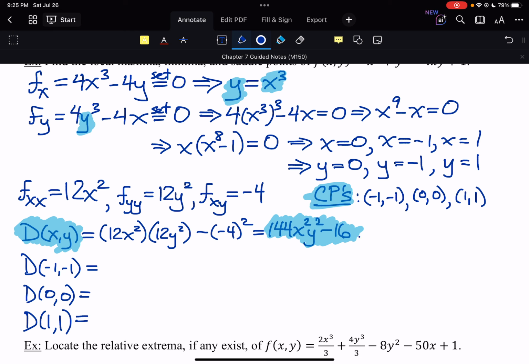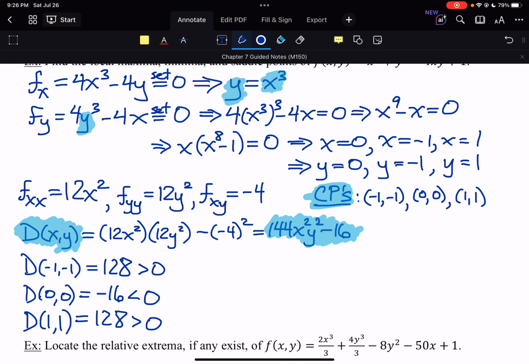So we get 144 minus 16, that's 128. 0, 0, we get negative 16. 1, 1, we get 128. Now, it doesn't even really matter what the number is itself. What really matters is the positivity or negativity. So we have a positive, a negative, a positive.